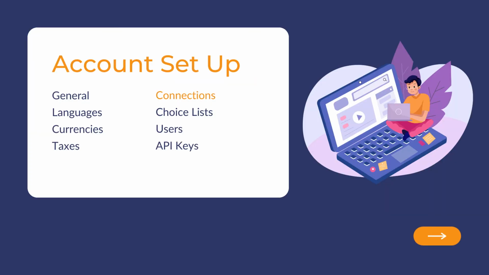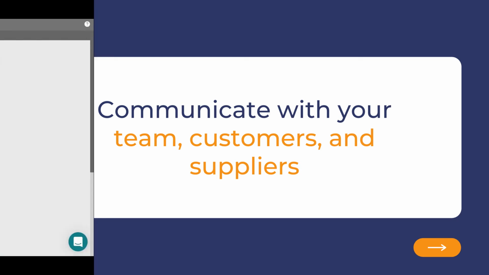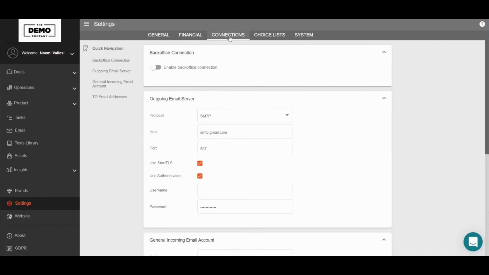This video will show you how to add an outgoing and incoming email connection to Victoury. By adding an email connection, you can communicate with your team, customers, and suppliers directly from Victoury. This can be set up in the Connections tab.